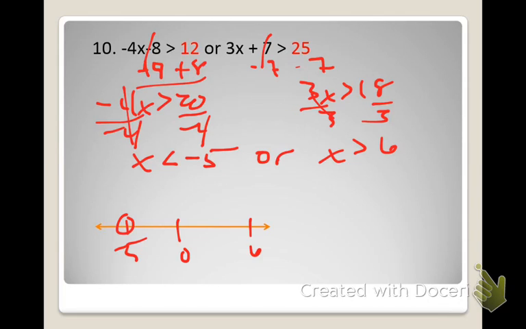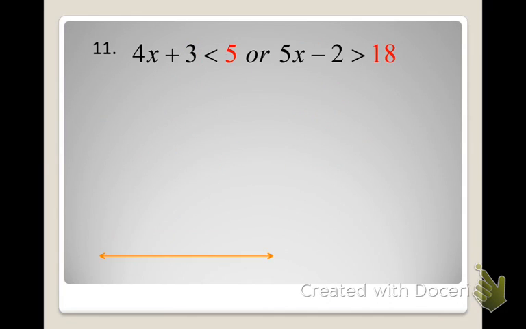Open circle here. Open circle on 6 as well. We want greater than 6, less than -5. There are your oars on the boat. All right? Good? All right, got one more, and then we're going to talk about some story problems.